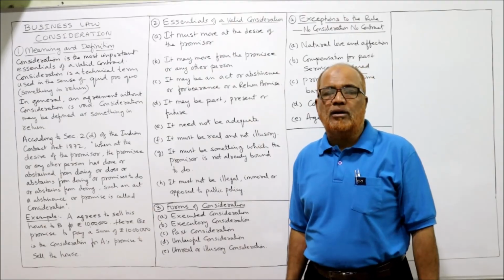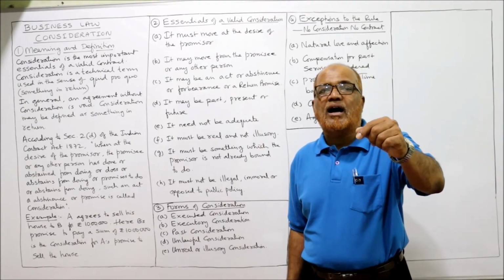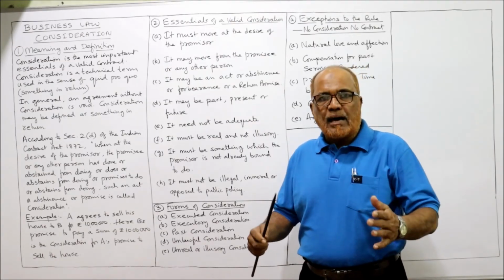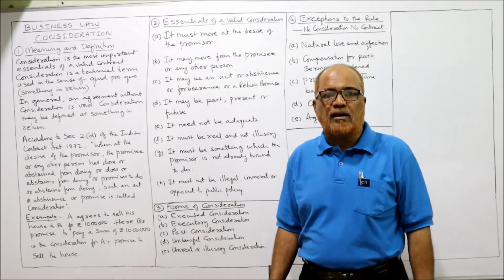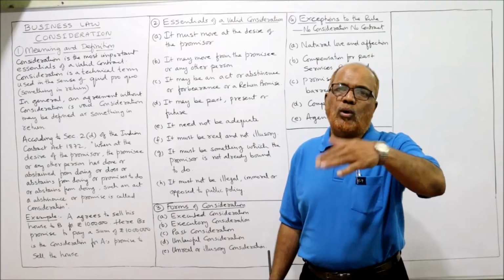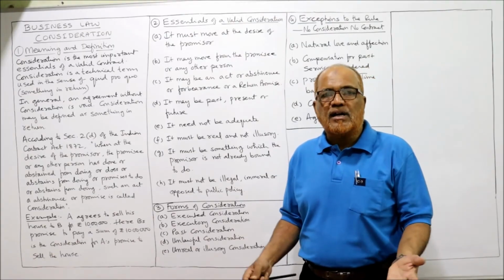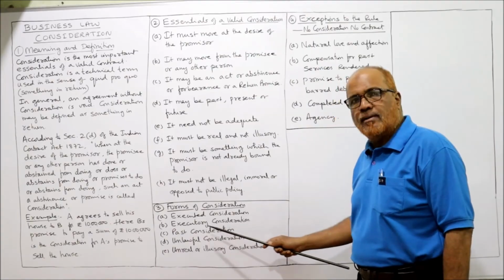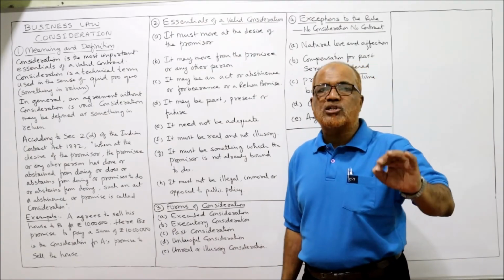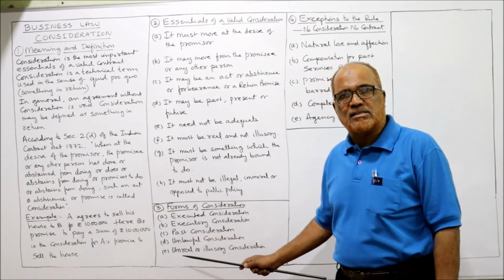Executory consideration means consideration will occur in the future. Example, A promises that I will sell you the goods after one week. B promises I will pay you after a fortnight. That means the consideration will occur in the future. It is called executory consideration. Past consideration is the consideration which had already happened in the past.